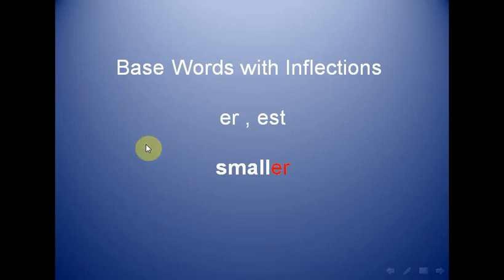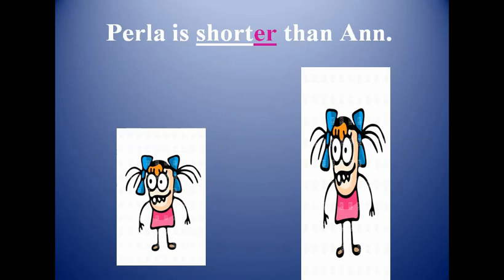Base words. In a word like smaller, you remember what's the base word here? The main big word? Small. This is the base word, and this little part is called an inflection or a suffix. Okay, we know that when we're comparing two girls or two things or two persons, we always add how many letters? We add two letters. Very good. We add ER.